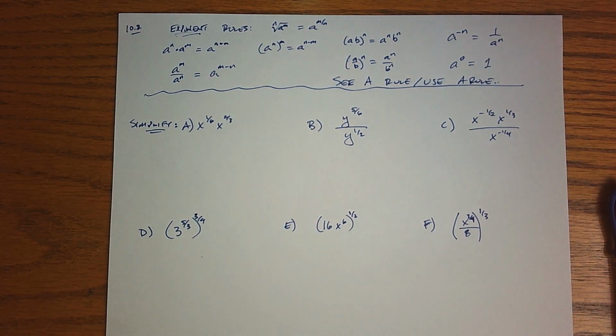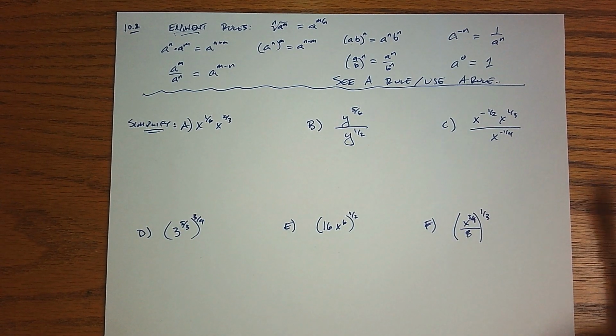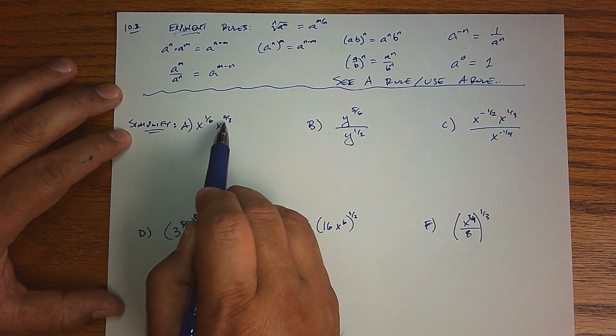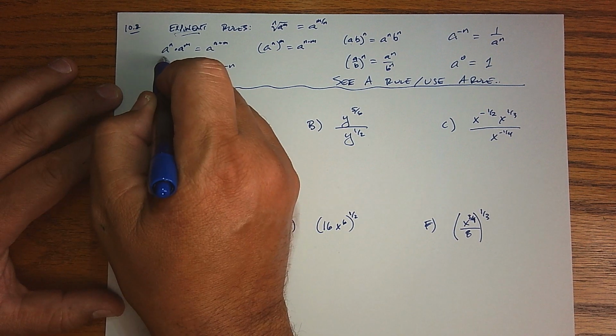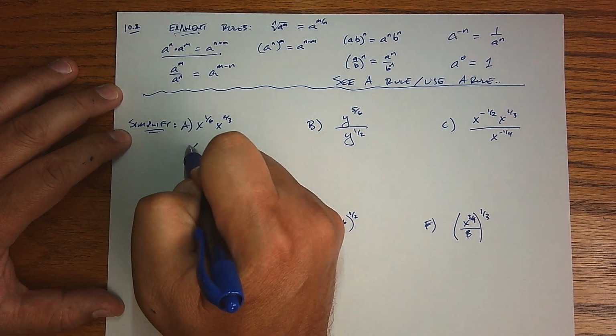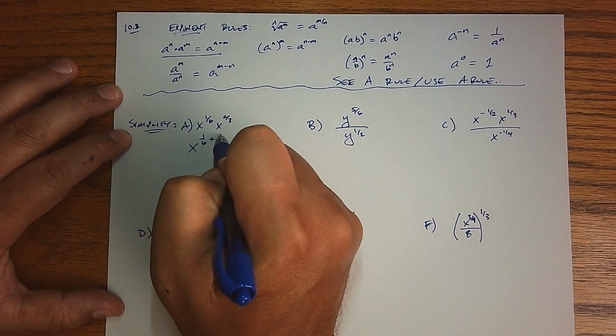Okay, so now that we've familiarized ourselves with the rules, let's use them. So see a rule, use a rule. So in this case, I have x to the 1/6 and x to the 2/3. So I basically have my product rule going. I got the same base and we're multiplying. So what do we do with our exponents?